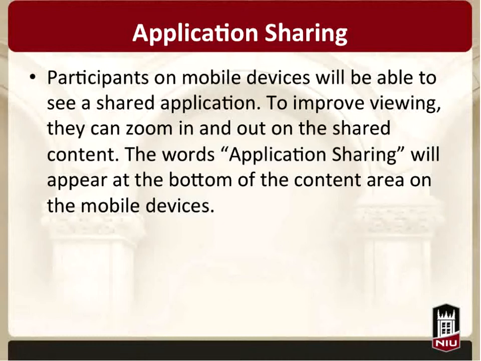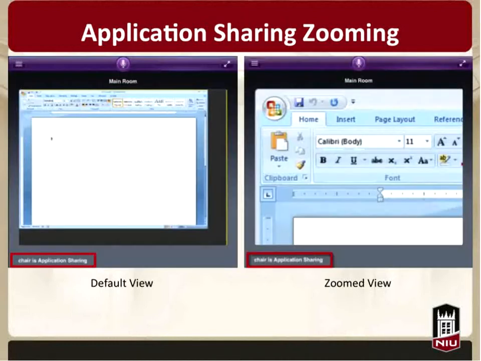Now, application sharing. This is something that you can do, which is a really powerful feature, the ability to share something that's happening on your screen. Participants on mobile devices can see a shared application. And so for users, especially on the phone, which is a small screen, in order to improve their viewing experience, they can actually zoom in and out to see the shared content. And they see the words application sharing on the bottom of the content area on the mobile device.